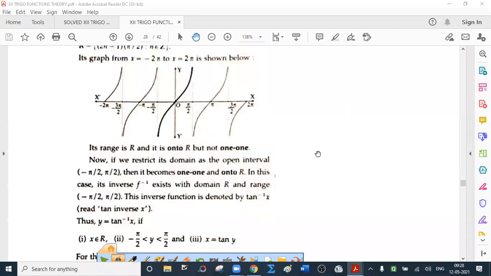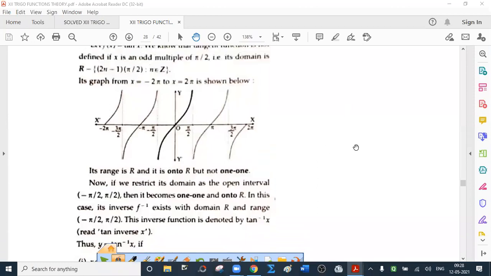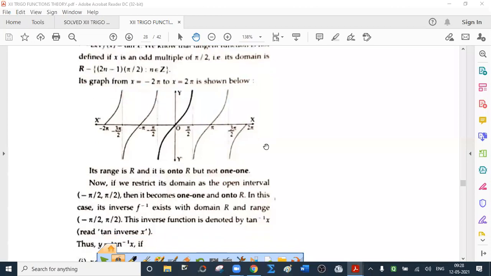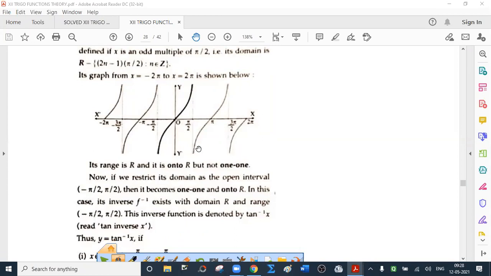Now if we restrict its domain as the open interval minus pi by 2 to pi by 2. See, why open interval? Because tan pi by 2 and tan of minus pi by 2 are not defined. Consider the open interval minus pi by 2 to pi by 2. In this case, draw the line parallel to x-axis. You will notice that it doesn't intersect the graph in more than one point. So the function has become 1-1 also. From the beginning it is onto R, but it has become 1-1, right?